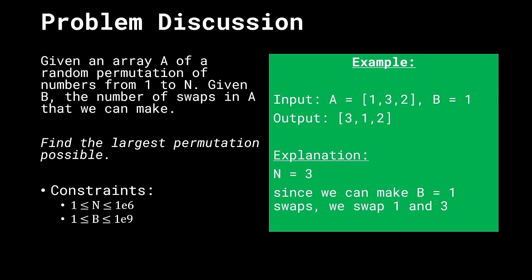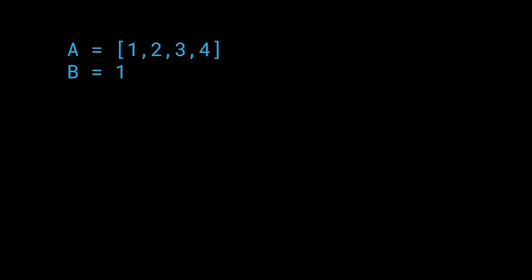Alright, now let's take a couple more examples and try to build our intuition and understanding from them. Let's say that the input array given to us is 1, 2, 3, 4. Pretty simple permutation, right? And b is given as 1, which means that we can make one swap in total. Now, let's actually write this array down once again. And now I'm going to ask you the question. What is the number that has the biggest bang for its buck? What is the number that can change the most? Is it the number 4, right?